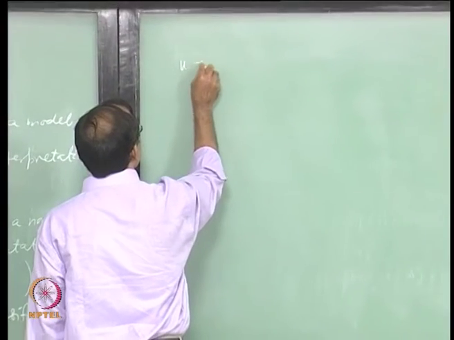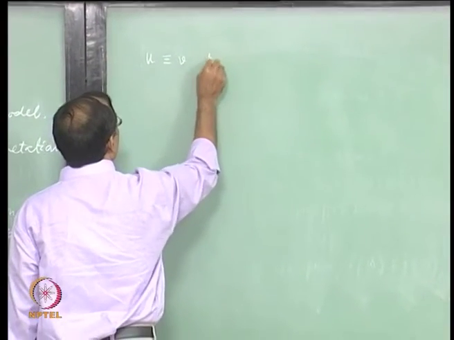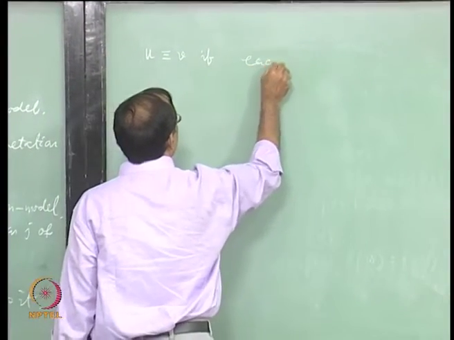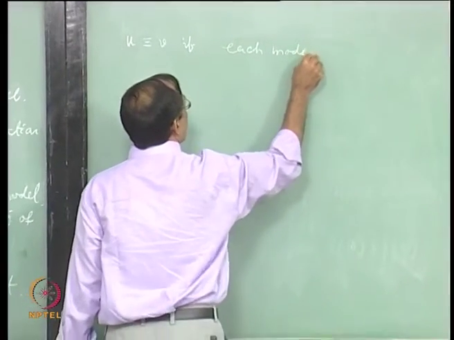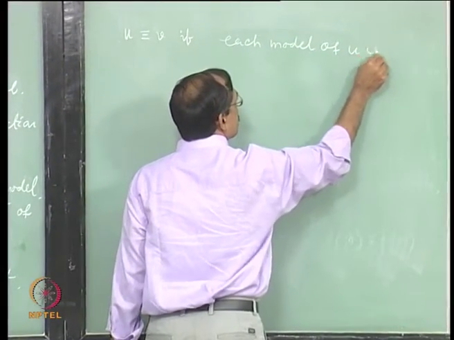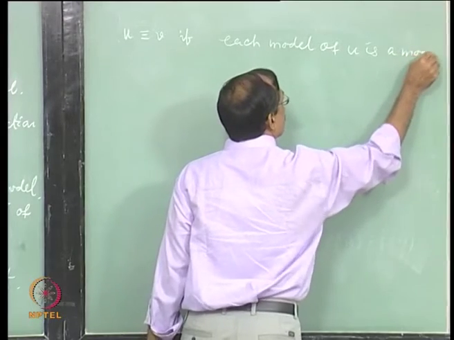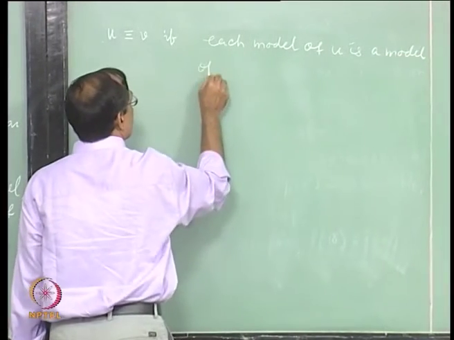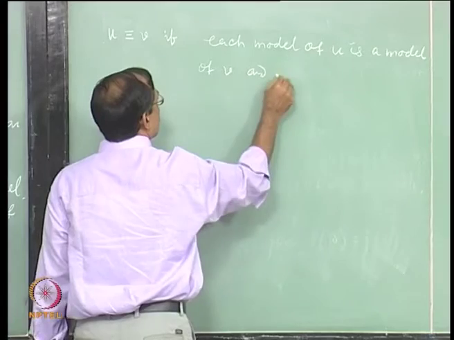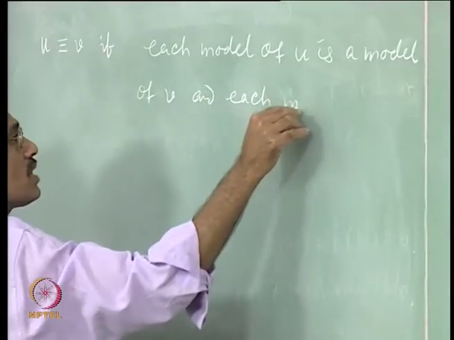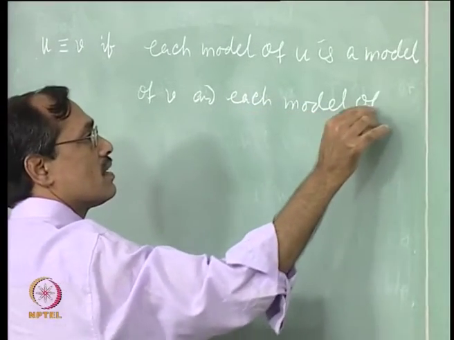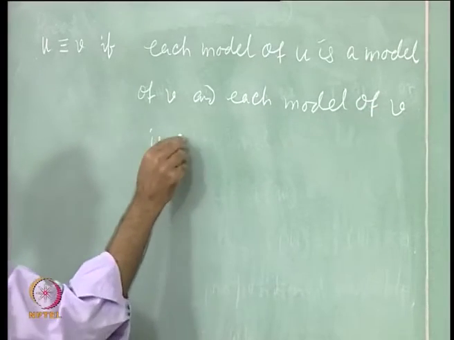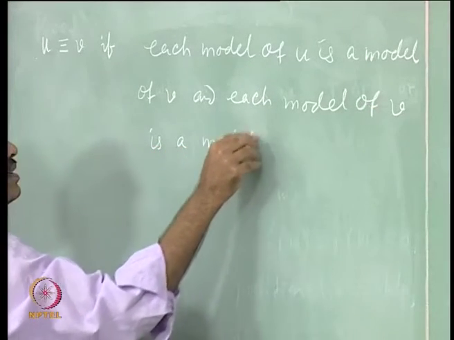Say u is equivalent to v if each model of u is a model of v and each model of v is a model of u.